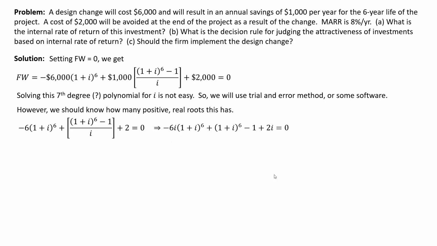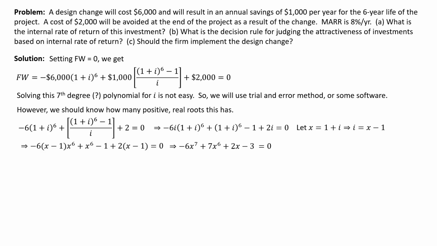So let's do this. Let x equal 1 plus i, and that means i would be x minus 1, right? Subtracted 1 from both sides. So let's remove i's and just write it in terms of x. So what should we do? Minus 6 times, instead of i I have x minus 1. And instead of 1 plus i to the 6, I have x to the 6, right? Plus x to the 6 minus 1 plus 2 times x minus 1. And so that's a nice looking polynomial.